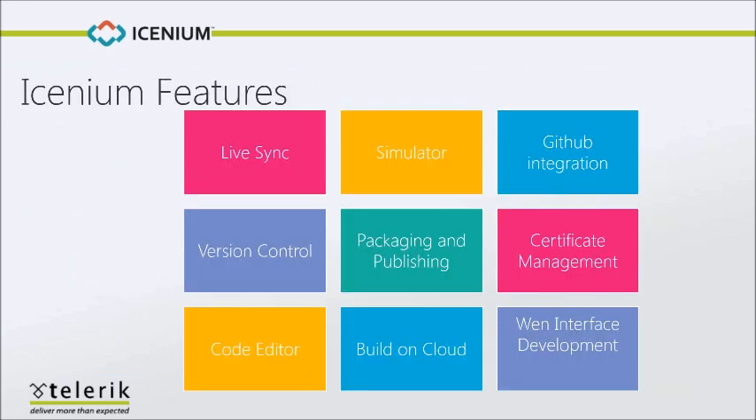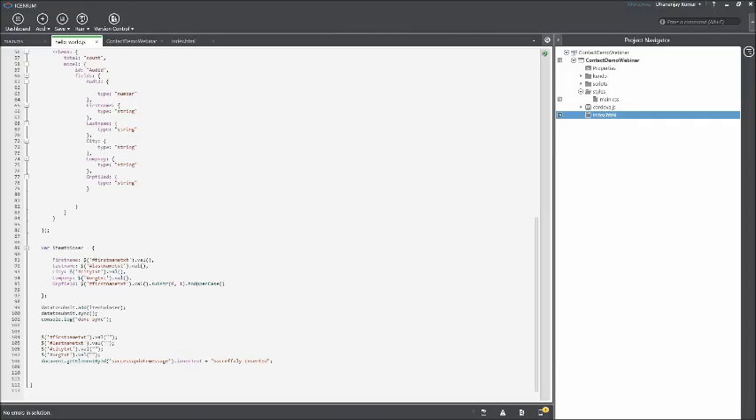So now if I go to the Icenium feature, we saw the simulator, we saw version control, we saw code editor, we saw build on cloud, we saw web interface development, certificate management. Now let us say we want to submit this application to App Store or Google Play. How can we do that? That is very simple to do. Let us go to Icenium again.